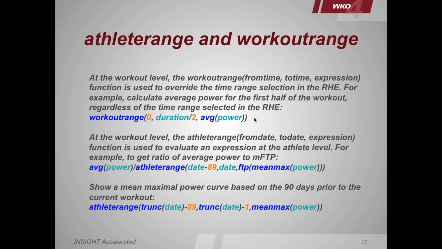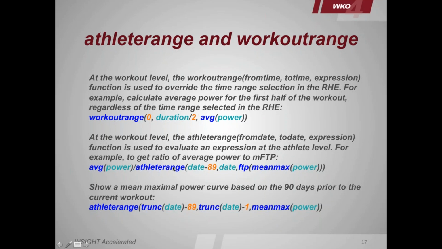But there are times that it makes sense to look at only part of a ride. Let's say you have a metric where you want to take the second half of your workout and divide it by the first half of the workout. This first example shows you how to do that. It starts at 0 and ends at duration over 2, so this is going to look at the first half of your workout and give you the average power, regardless of whatever you have clicked in the right-hand Explorer.